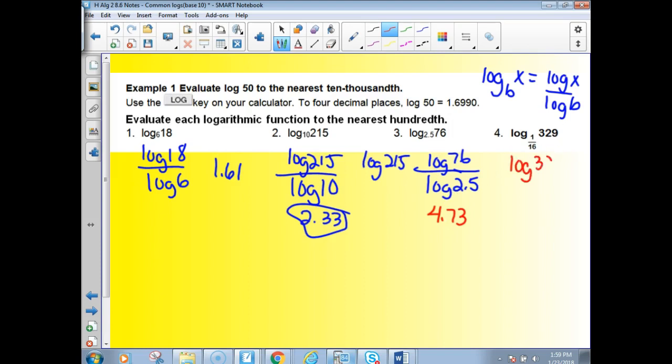Log 329 divided by log of 1/16. Okay, you need parentheses around that numerator. When I did this, I got negative 2.09. Any problem with that? Okay, I just don't need to keep dragging up that calculator and slowing us down. You're faster than me.